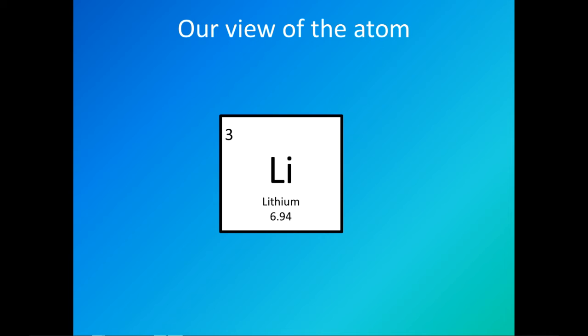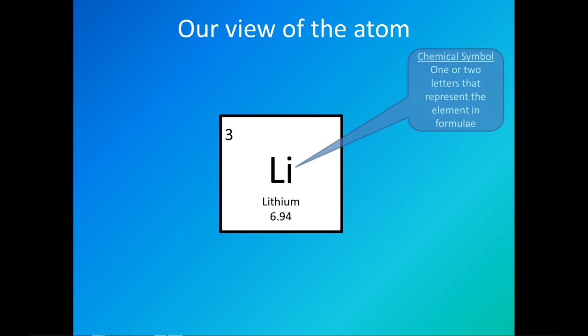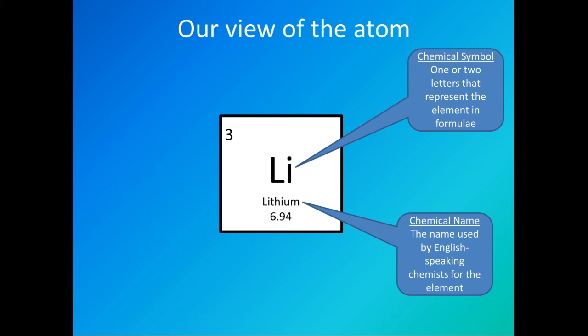And looking at how that would appear on the periodic table, so we have our chemical symbol, that's one or two letters, the first one always being a capital, and if there's a second letter, that's always lowercase, that represents the element when we're looking at chemical formulae. We have the chemical name, so if you've got an English periodic table, that's the name used by English-speaking chemists for the element. So the chemical name will change between languages, but the symbol will not. We've got the atomic number, that means the number of protons in each atom.